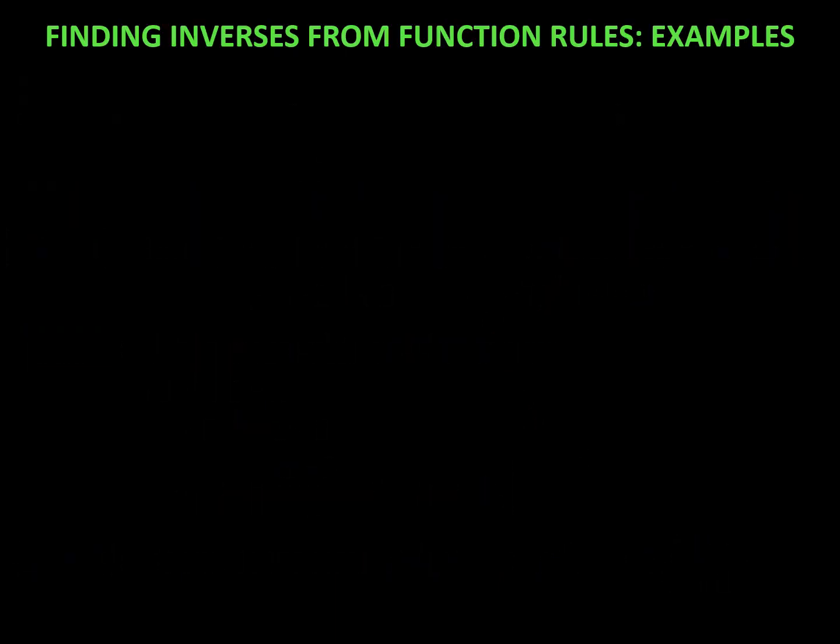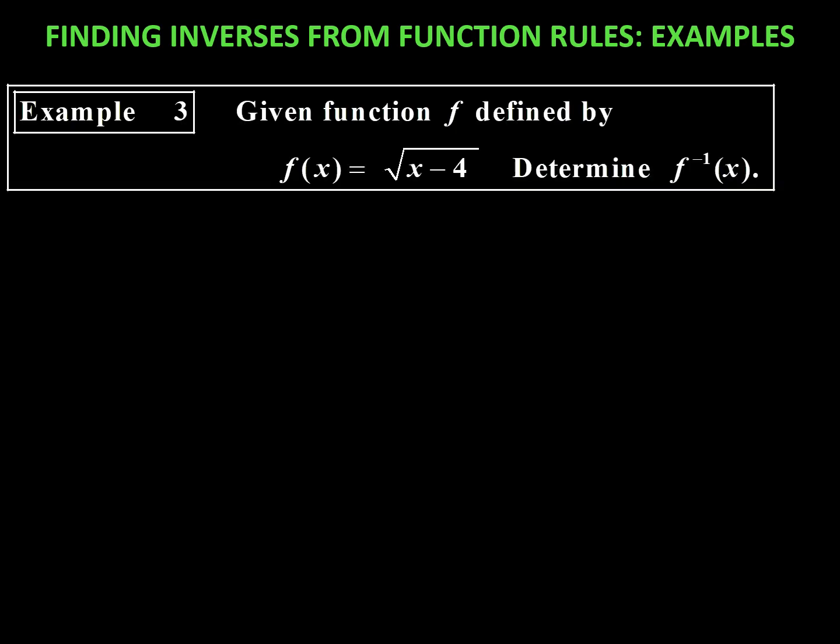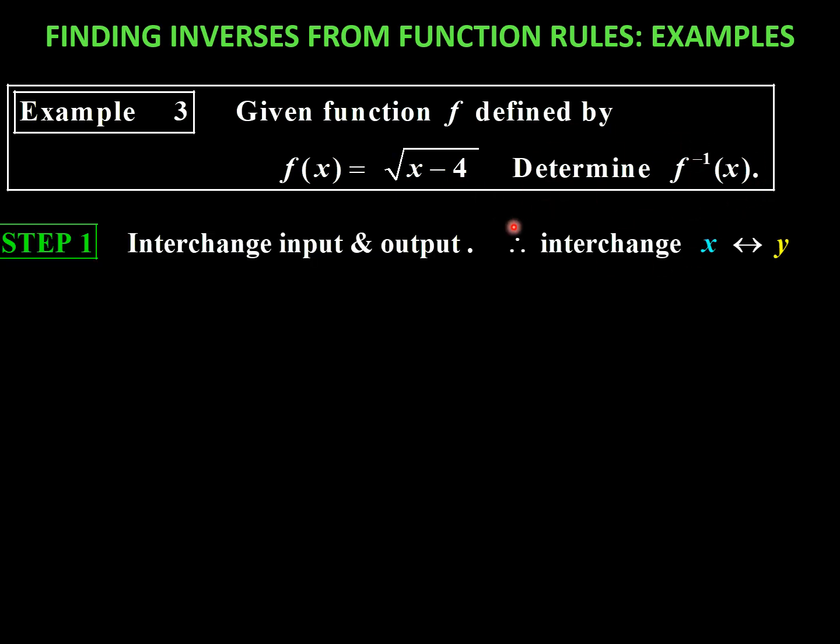Let's look at another example. Let's look at the rule f(x) equal to the square root of x minus 4, and we want to determine the inverse rule. So we start as usual, interchange x and y, and I'm using the same color coding. So I take my given rule, y equal to the square root of x minus 4. I now transform it, and that becomes the square root of y minus 4 equal to x.